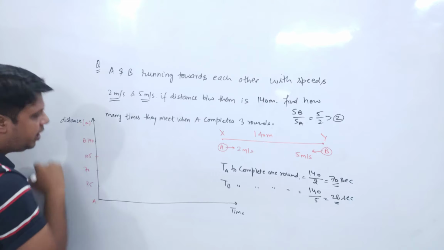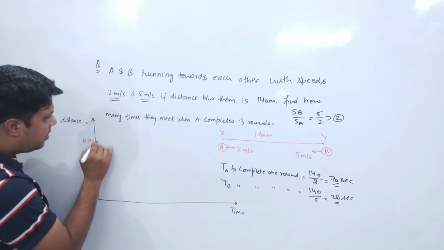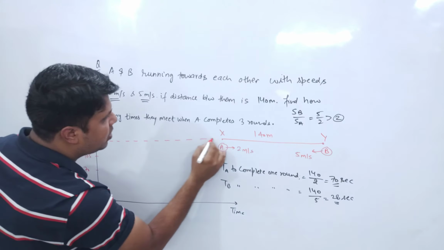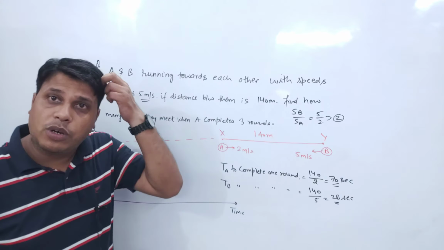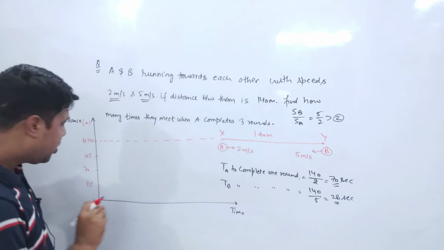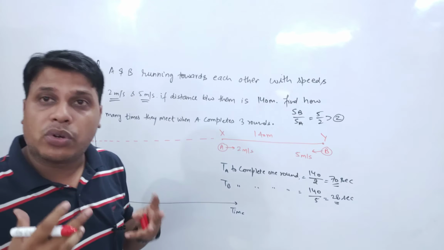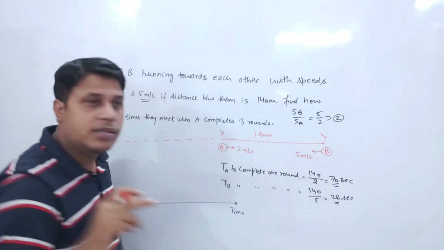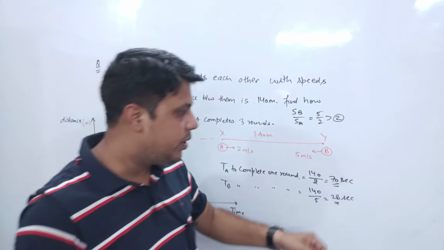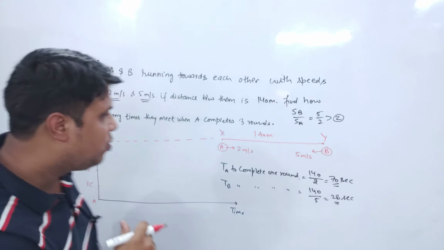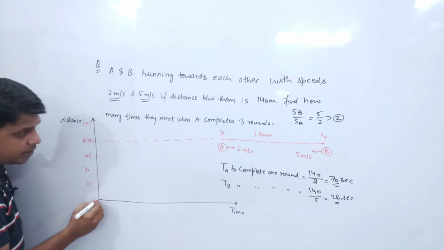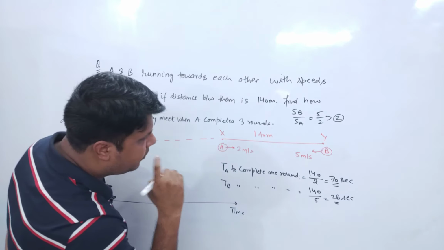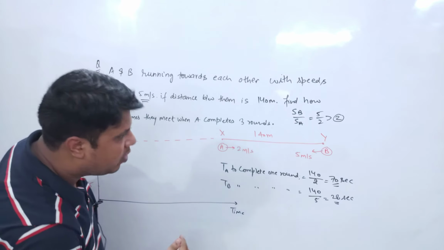Now it is in meter, right? Now I just make a horizontal line, because every time they have to cover 140 meter to complete one round. So first of all I need to calculate, or I need to draw the graph of A. So A is doing the things in 70 seconds and B is doing the things in 28 seconds. So I'm just plotting. So what is the 210 we have to calculate, because 3 rounds we have to complete.